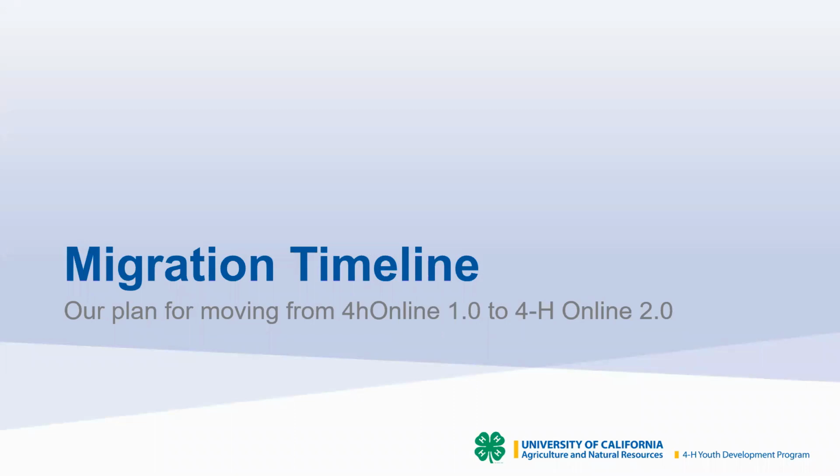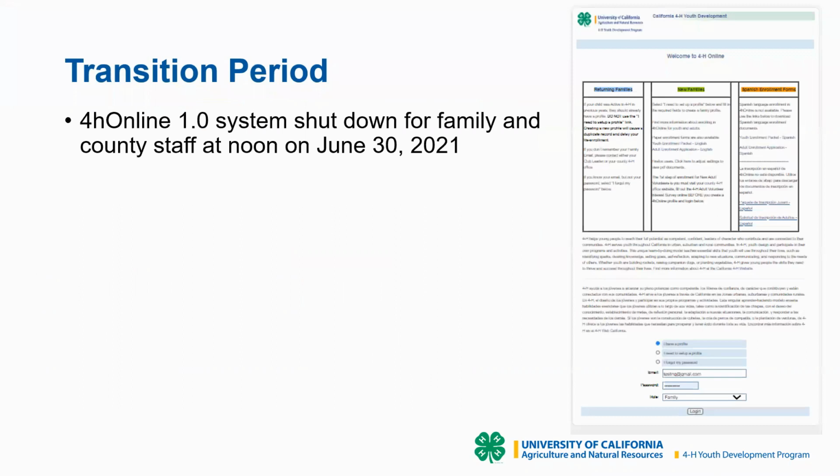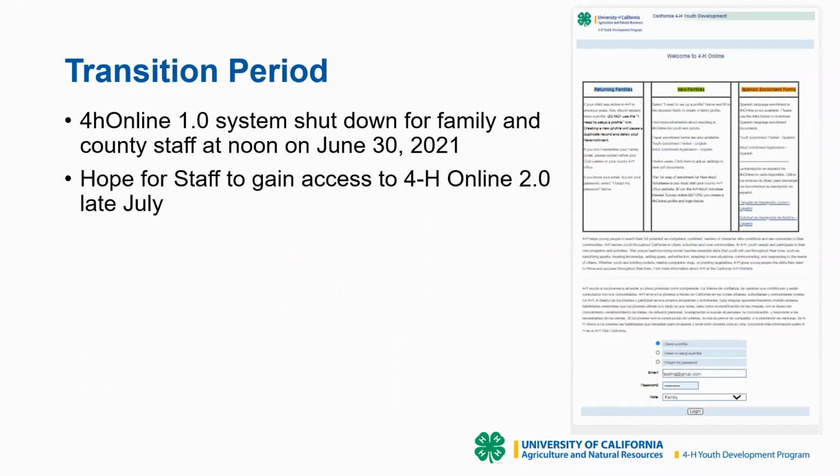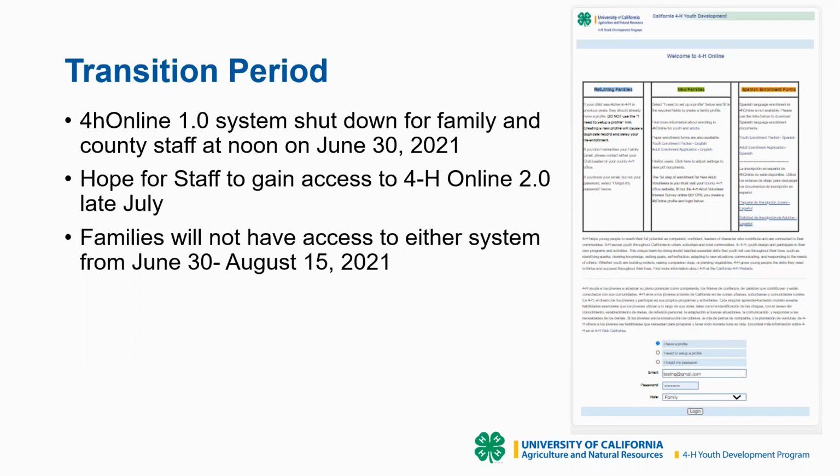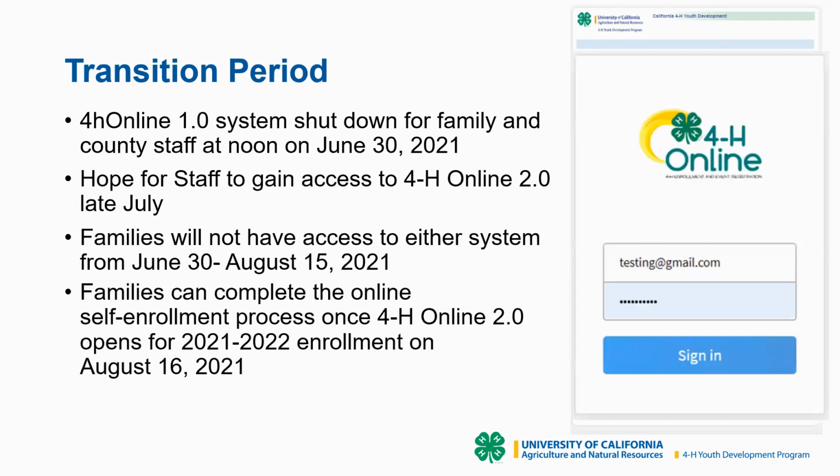Let's look at the migration timeline and our plan for moving from 4-H Online 1.0 to 2.0. Working within the period given by our vendor, Registration Max, the 4-H Online 1.0 system will shut down family and county staff logins at noon on June 30, with plans for staff to gain access to 2.0 in late July. Families will not have access to either system from June 30 to August 15th. Families can complete the online self-enrollment process once 4-H Online 2.0 opens for the new program year on August 16th.